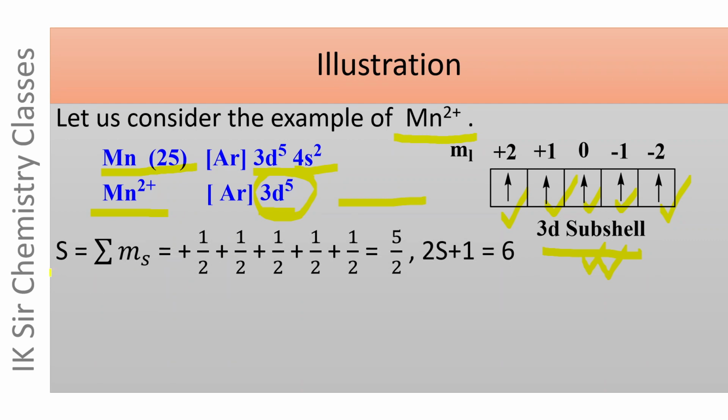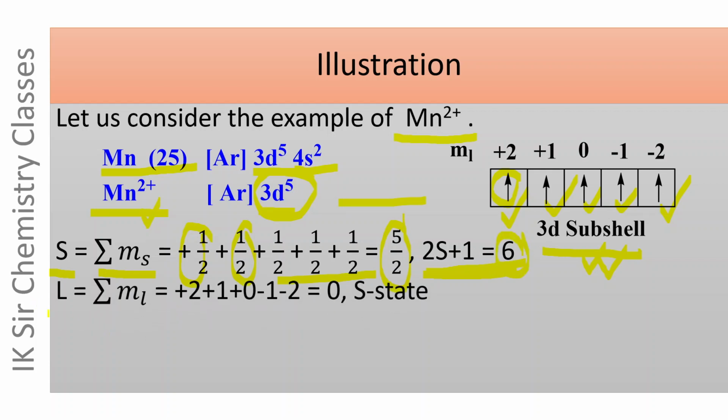This is the resultant spin angular momentum quantum number capital S, which is equal to the summation of ms values. In the case of the Mn2+ ion, all the 5 unpaired electrons have ms equals plus 1/2. On adding the plus 1/2 value 5 times, the value of capital S is 5/2, and the spin multiplicity 2S plus 1 will be 6. If we put S equals 5/2 in this expression, we get 2S plus 1 equals 6.